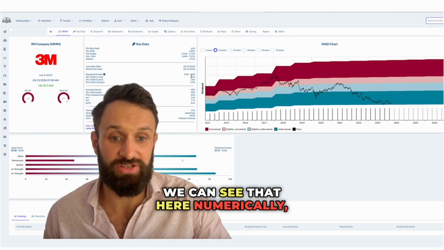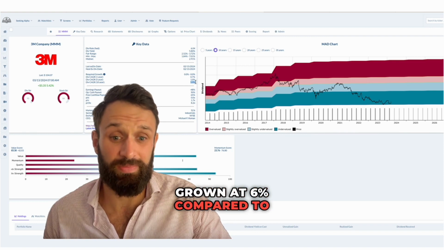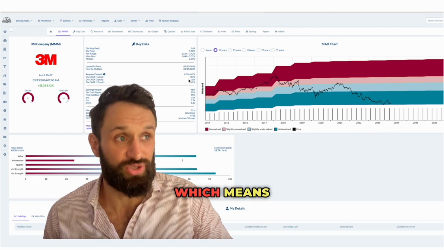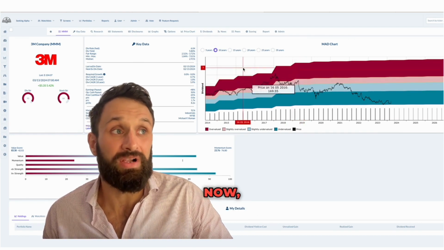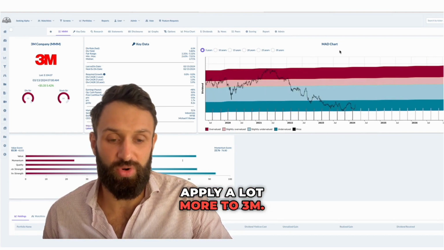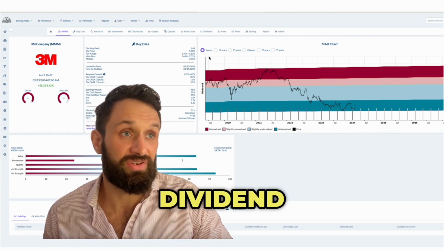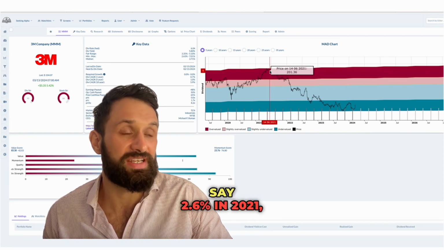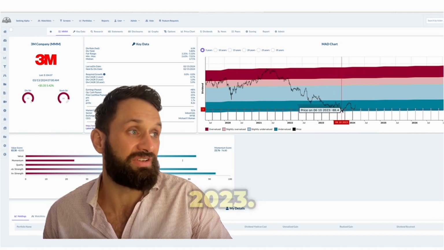We can see that here numerically. Over the past 10 years, 3M's dividend has grown at a 6% compound annual growth rate, but only 1% over the past 5 years, which means that most of the growth came in the early parts of that decade. Now, that means that, well, maybe the ranges of a 5-year chart would apply a lot more to 3M. And so here you can see that over the past 5 years, the dividend has yielded as little as, say, 2.6% in 2021 and as much as 7% in late 2023.